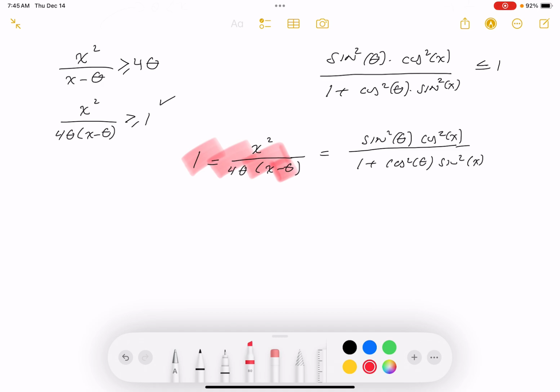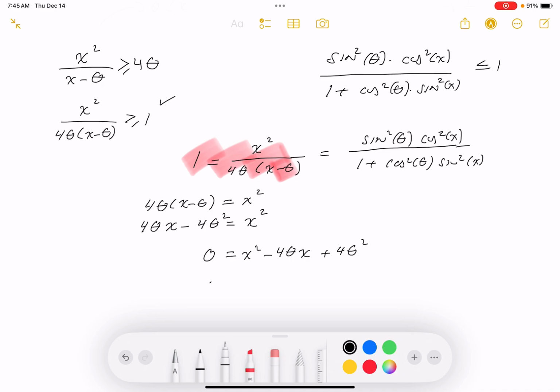And looking at it, let's just write this down. It looks pretty complicated, doesn't it? So let's write this down. So it's going to be 4 theta x minus theta equals x squared. All right, it looks quadratic in form, doesn't it? So let's write this over here. I'm going to write down 4 theta x minus 4 theta squared is equal to x squared. And I'm looking at this thing over here, and it's quadratic, by the way. I'm going to put this x squared minus 4 theta x plus 4 theta squared is equal to 0.